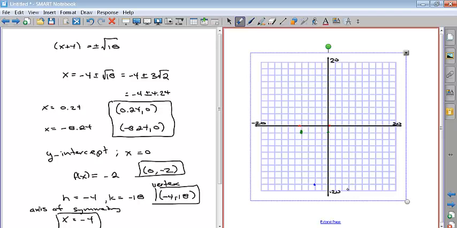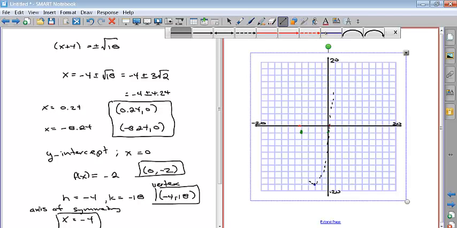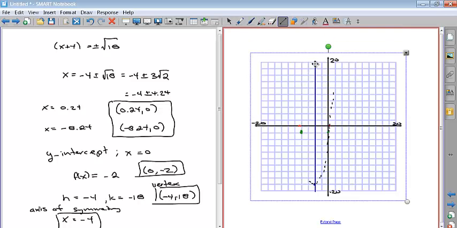And now we can draw a reasonably good sketch. So it's going to go like that, and then it's going to go up through this y-intercept and then continue on up. So it's pretty steep at that point. And you can do the same thing on the other side. The only thing we didn't plot, which I need to do, is your axis of symmetry. So the axis of symmetry is this line, x equals negative 4. Okay. So that's how it works.